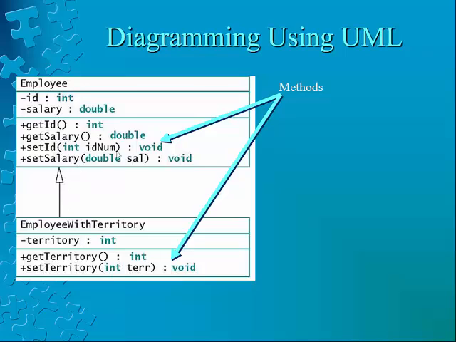Within the parentheses are the parameters. So this particular set ID is expecting to receive an int. And then the colon, what is this method returning? Well, this one's returning a void. This one's returning a void. Here, get territory is returning an int. So this gives you a clear idea of what methods are available, what you need to send to the method, and what you would expect to receive from the method.